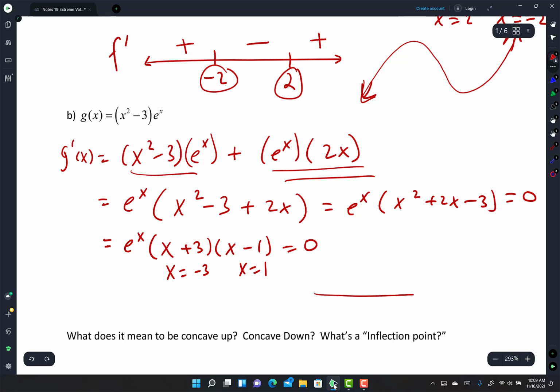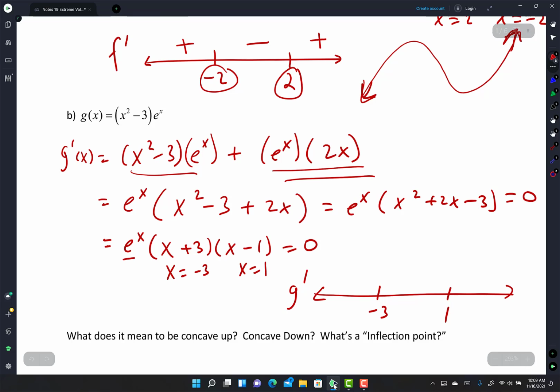Here we go. I draw a number line. I label this f prime. I go negative 3, and I go 1. We still all right? Oh, g prime. You're right, miss. Let's be consistent.